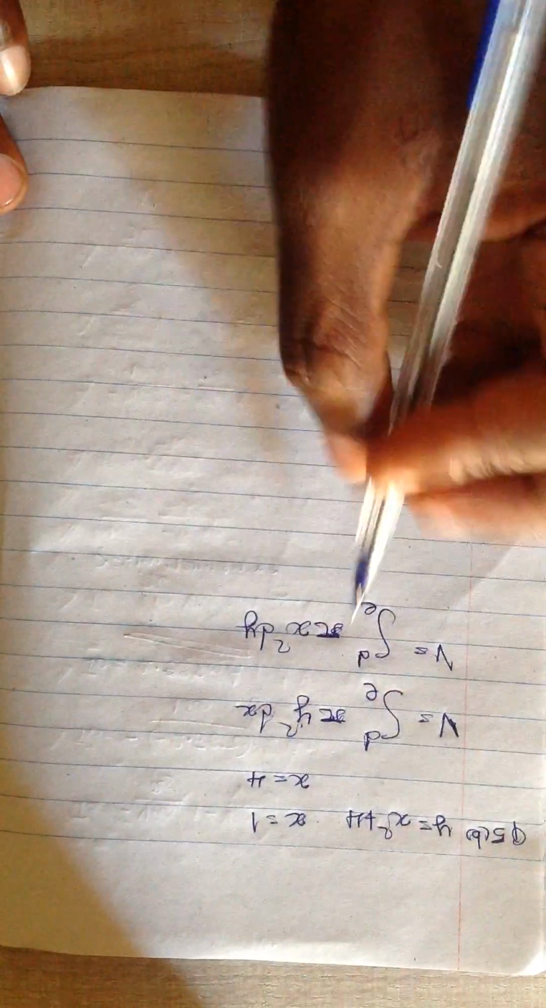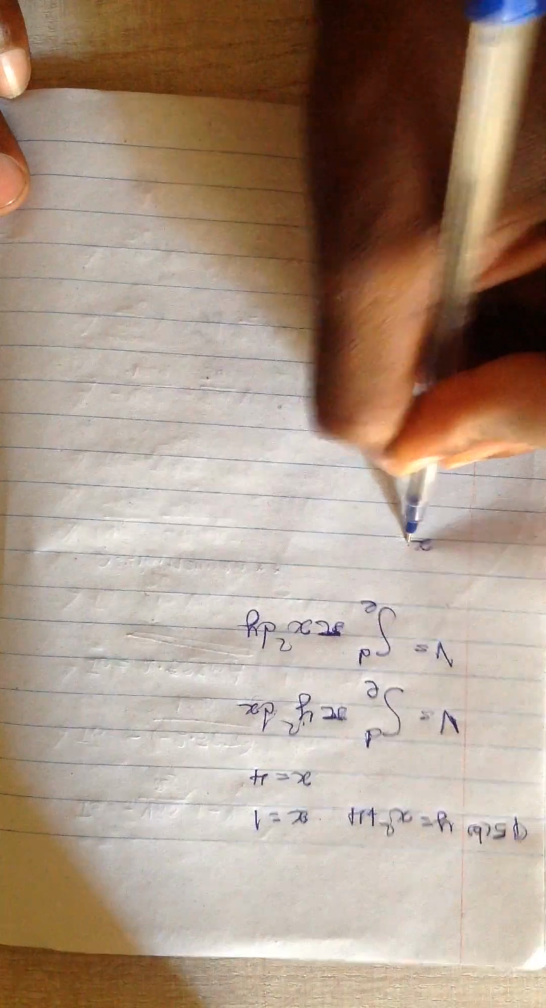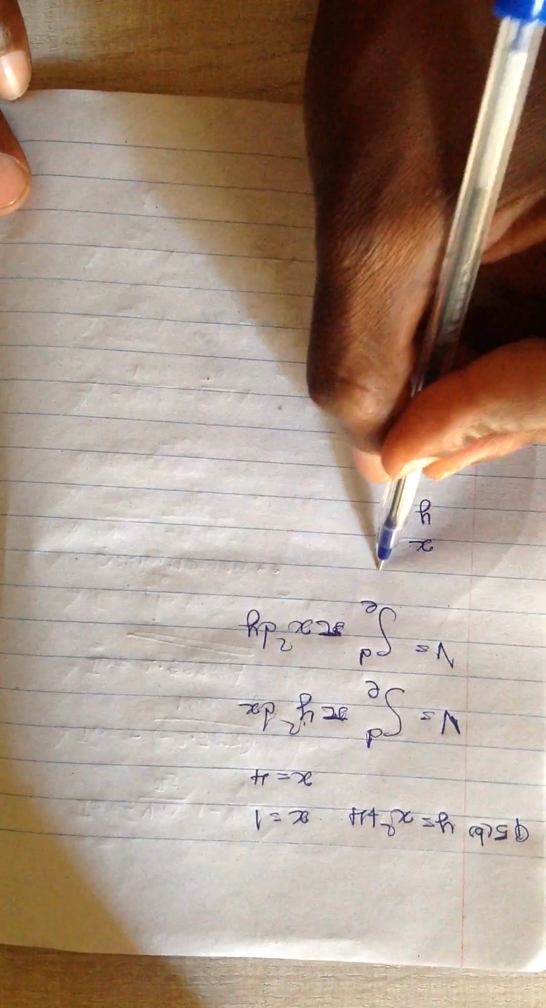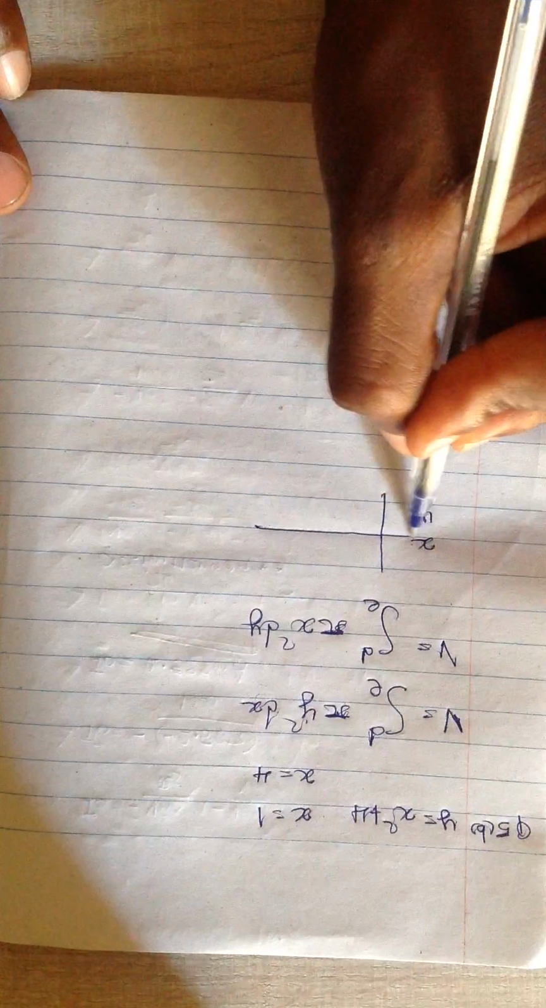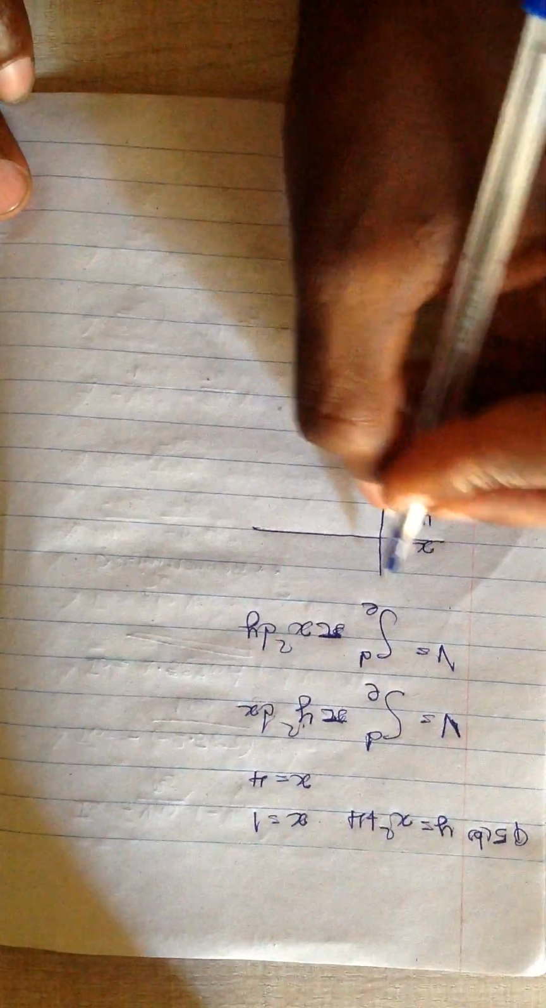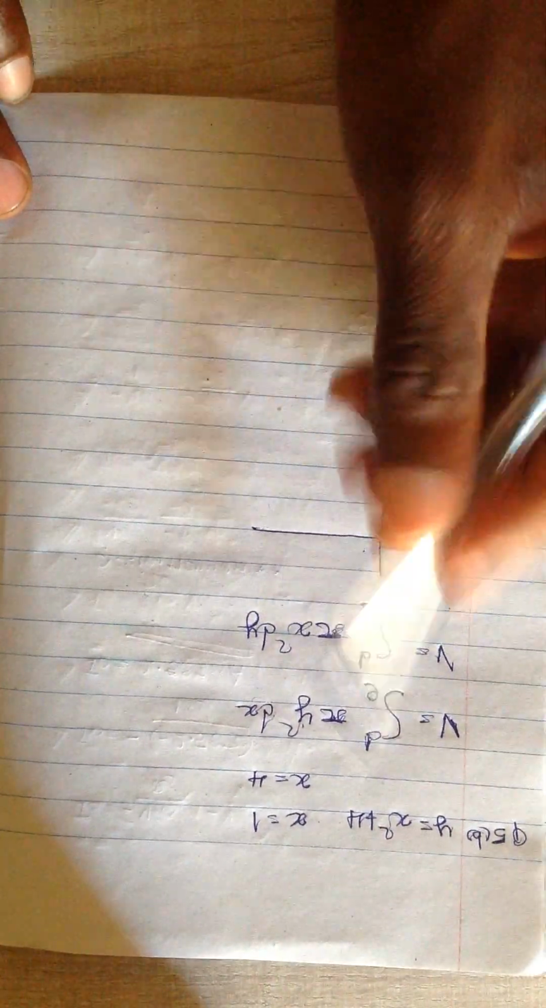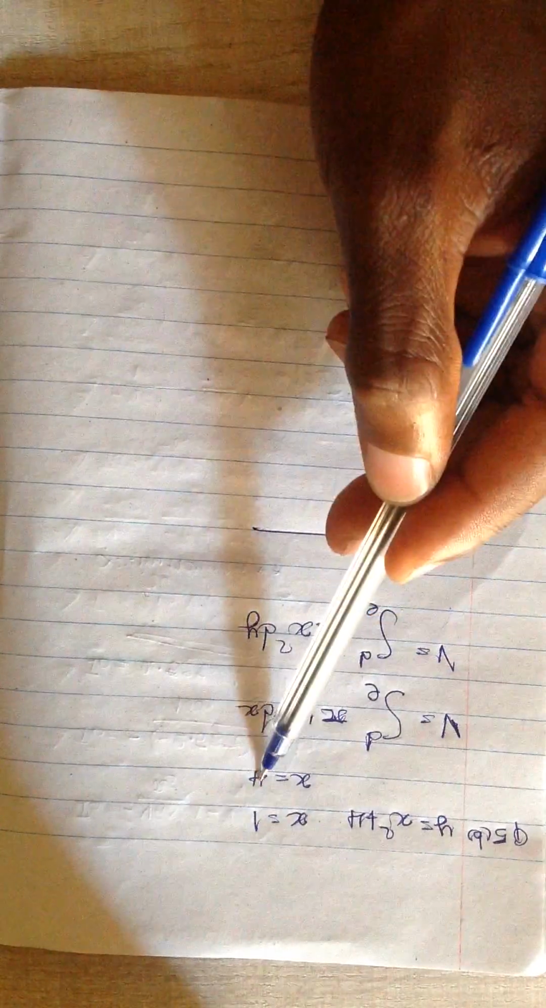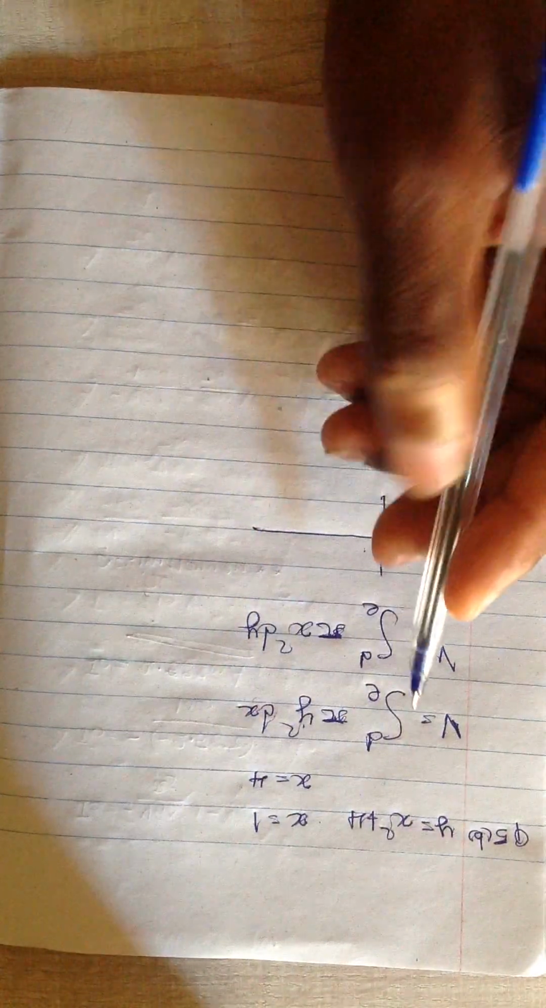What you are supposed to do is try by all means to come up with a curve. The question says the curve y is equal to x squared plus 4. Let's sketch the curve. We have our x here and our y here. Our x has been given as the limits, from 1 to 4.